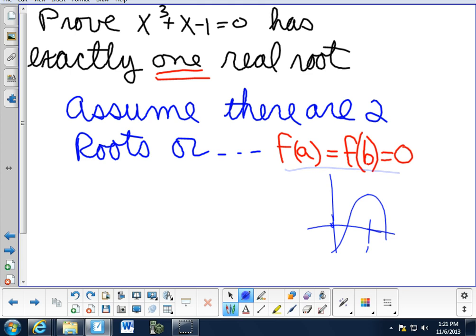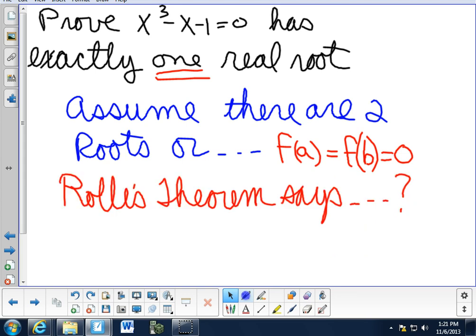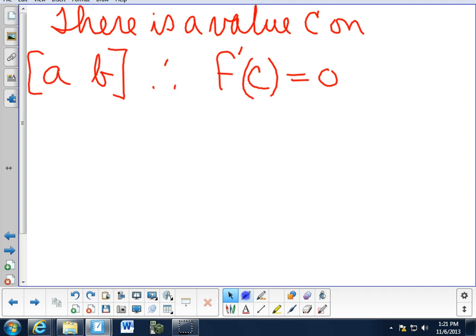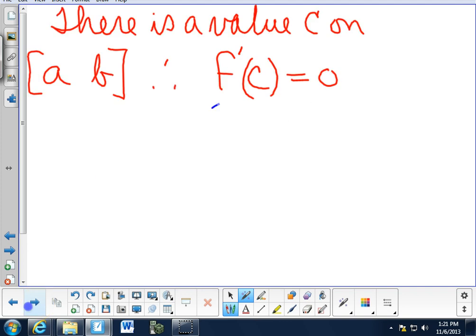So therefore, by Rolle's theorem, there must be some place where f prime of c equals 0. So let's find c. Let's find that place where that's true. Rolle's theorem says there must be some place where the derivative is equal to 0.